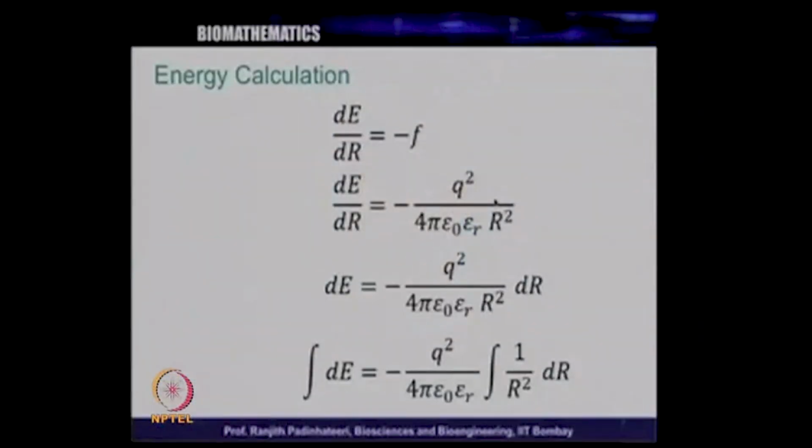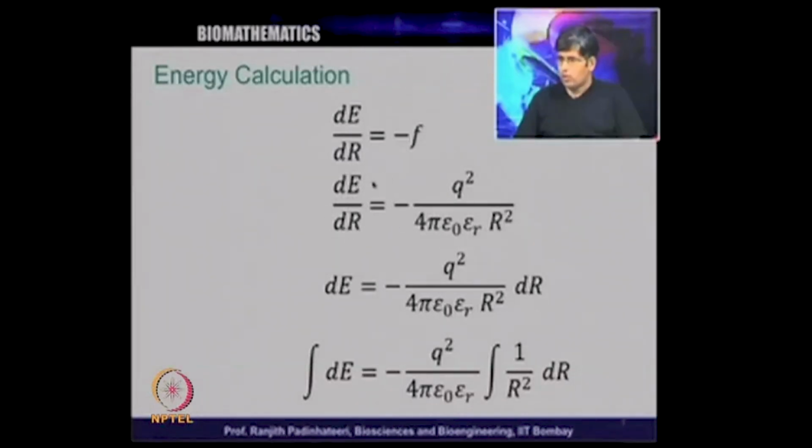So, the equation here is dE by dr is minus F, and the F we know. So, let us find out what happens if you substitute this F here. You get q square by 4 pi epsilon 0 epsilon r square. That is what you substitute for F. This is what you get.